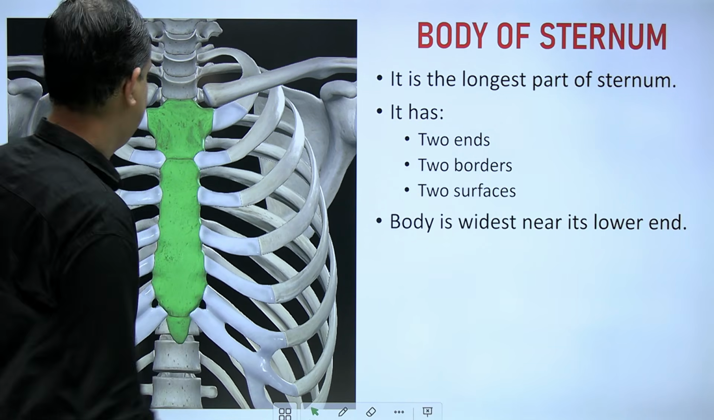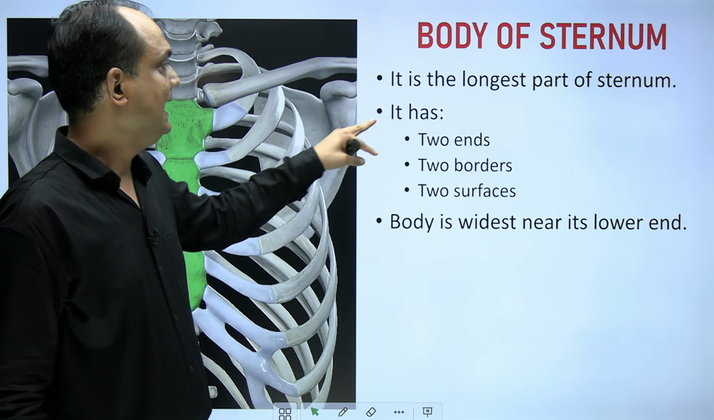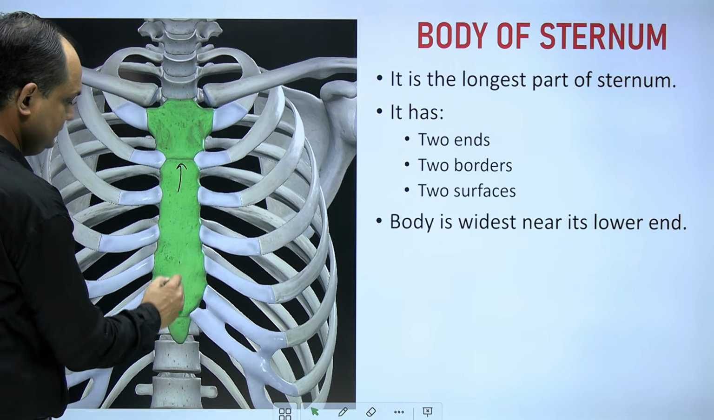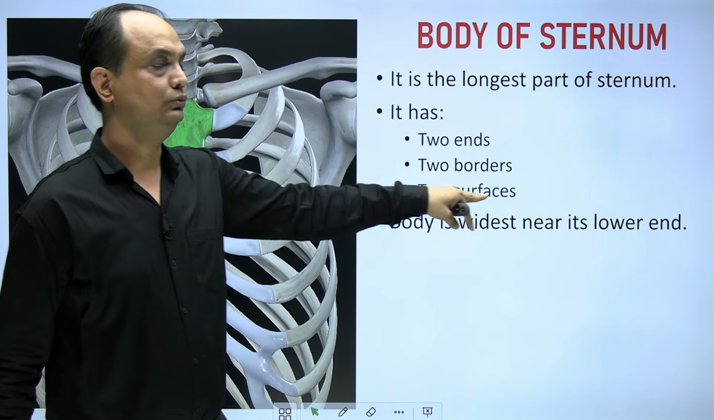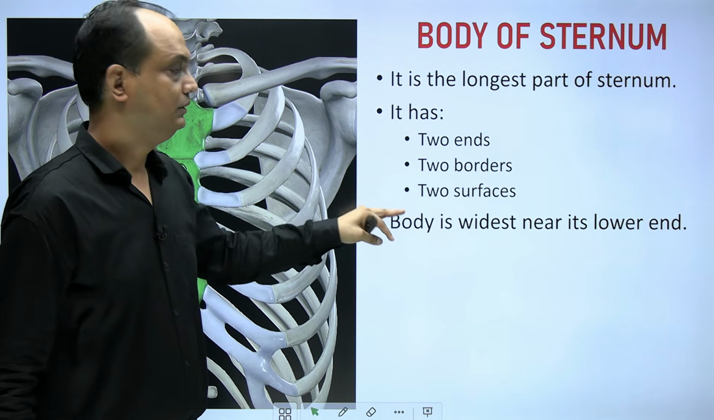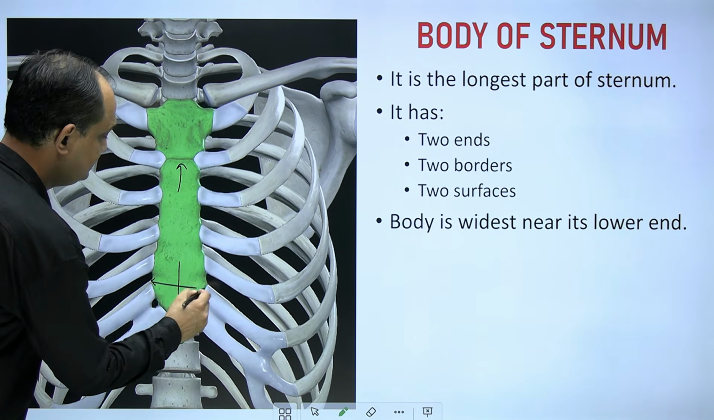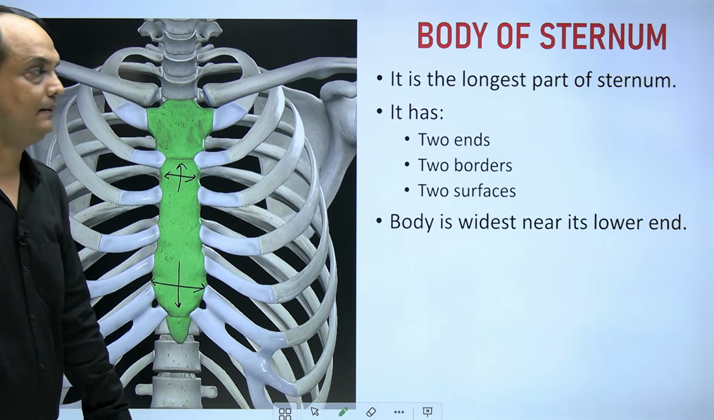Now dear students, when you see the body, it is the longest part of your sternum, and it again has two ends. This is its upper end, and this is known as the lower end. It has two borders and two surfaces. If you see this whole body, you will find that the body is widest in the lower part as compared to its upper part.